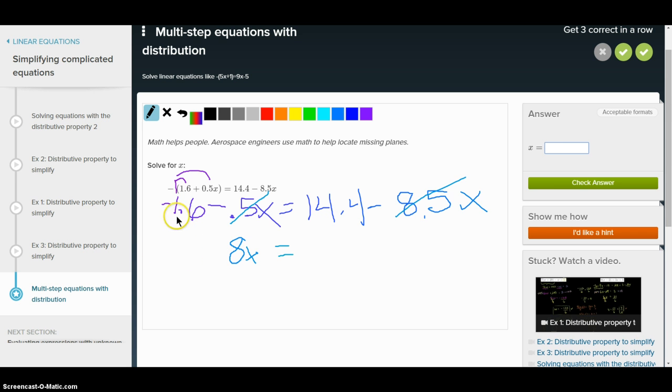So add 1.6 to both sides. So this goes away, and then we're adding 1.6 over here. Okay, and so this goes to 0, and that becomes 2, so this becomes 16. And then to get this x by itself, x times 8, so we're going to divide both sides by 8. And the answer is going to be x equals 2.